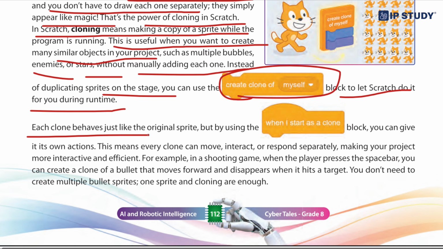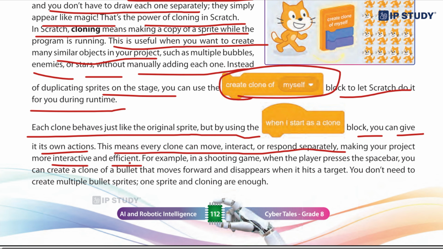Each clone behaves just like the original sprite, but by using the when I start as a clone block, you can give it its own actions. This means every clone can move, interact, or respond separately, making your project more interactive and efficient. So when I choose the when I start as a clone block, it can give you your own action to implement.